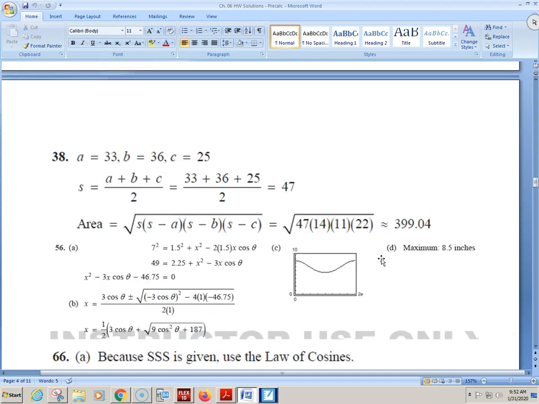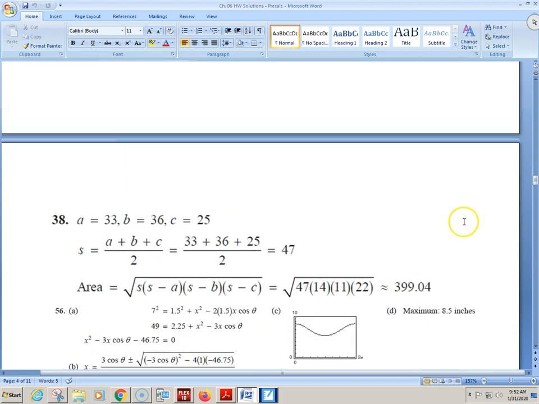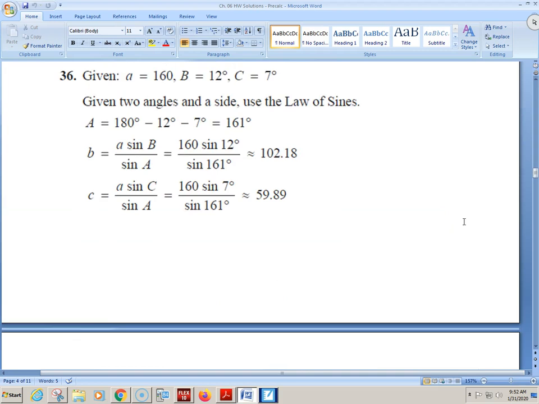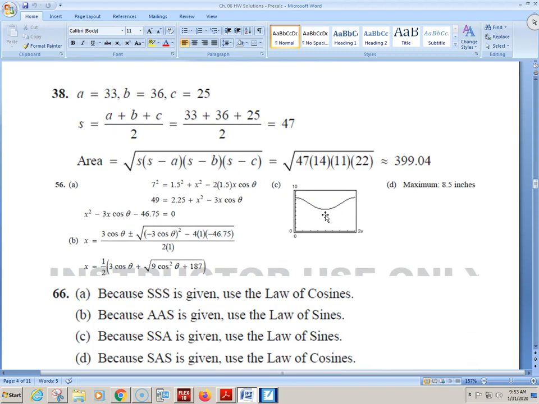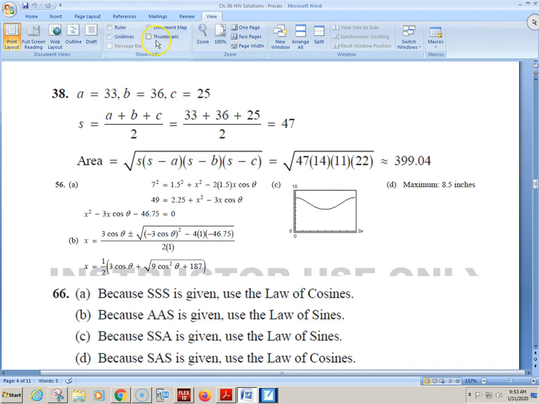Okay, number 38. Oh, sorry, too fast. So you have your angle, and then you have your side, and then you have your side. Okay, number 38, you guys are just throwing into the area formula, ending up with 399.04. Number 56, plugging into law of cosines would not have been bad.